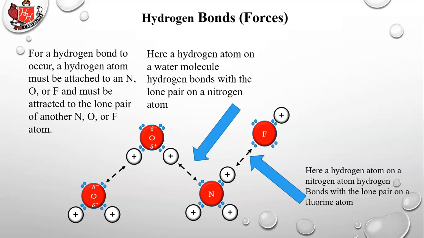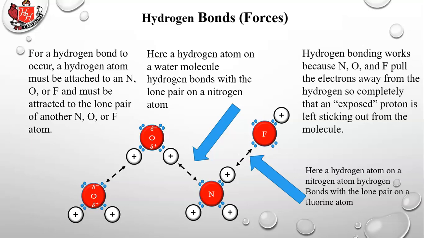Here, a hydrogen atom on a nitrogen atom hydrogen bonds with the lone pair on a fluorine atom. So that's a hydrofluoric acid, HF, in the upper right there, and it's being hydrogen bonded to by the proton on the nitrogen. Hydrogen bonding works because nitrogen, oxygen, and fluorine pull the electrons away from the hydrogen so completely that an exposed proton is left sticking out from the molecule. And that exposed proton can be easily attracted to a lone pair of another molecule.